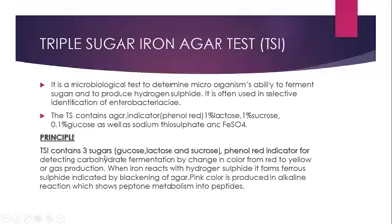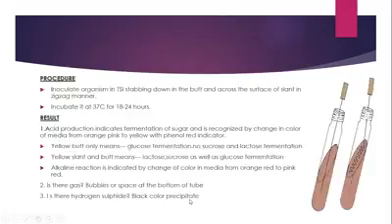TSI contains three sugars: glucose, lactose, and sucrose. Phenol red indicator detects carbohydrate fermentation by the change in color from red to yellow because of the acid or gas production. When iron reacts with hydrogen sulfide, it forms ferrous sulfide, which is indicated by the blackening of the agar. Pink color is indicated in alkaline reactions, which shows peptone metabolism into peptides, as discussed here.